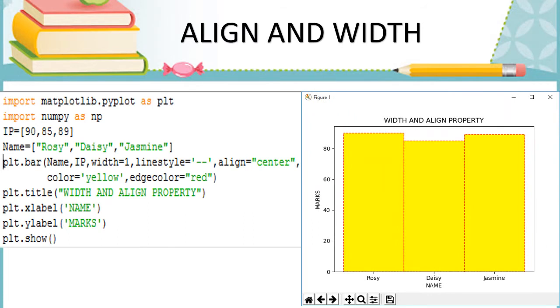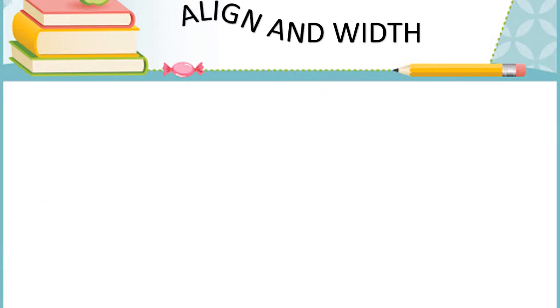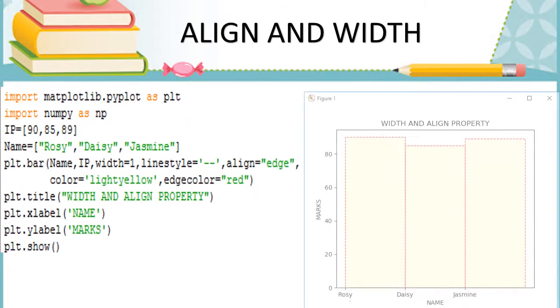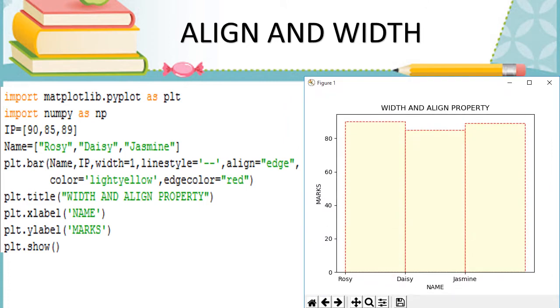And the align property and also the width property for the bar graph you can see. See here, the align is given as center. So center means, according to the x-axis value, the bar will come in the center, and the x labels will come at the center position of the bar. And here in bar we are passing name for the x-axis and IP for the y-axis, and width I have set to 1, and line style I have set as a double dash line.